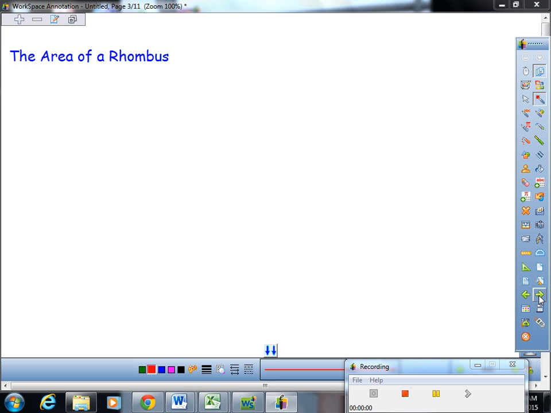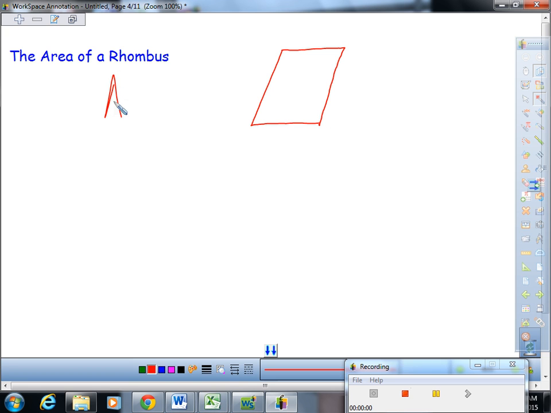Okay? Moving along. The area of a rhombus. You might be thinking, well, why are we learning the area of a rhombus? Because a rhombus is simply a type of parallelogram. So, I tell you this: you could find the area of a rhombus by doing base times height. Alright, now here's the bad news. Sometimes they don't give you the base and the height of a rhombus.